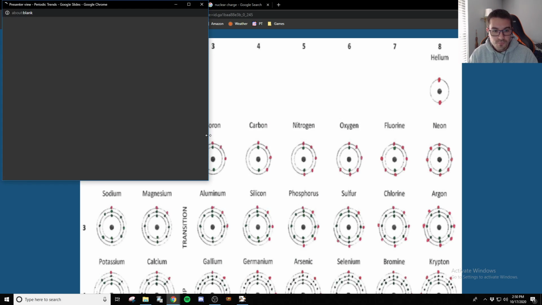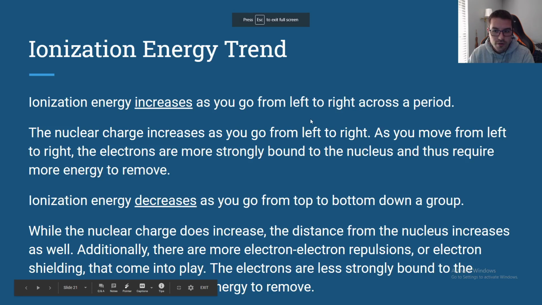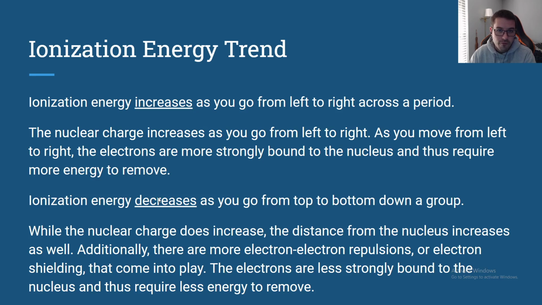Okay, so, oopsie, sorry about that. All right, so that explains the period trend. Ionization energy increases as you go from left to right. As you go from top to bottom down a group, there are a number of different factors at play.